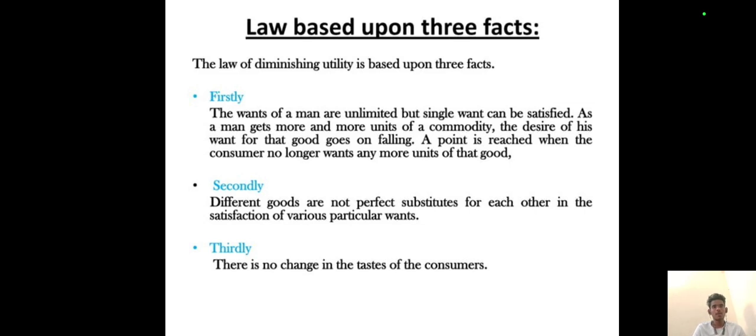Secondly, different goods are not perfect substitutes for each other in the satisfaction of various particular wants. Thirdly, there is no change in the tastes of the consumers. These are the three facts of the law of diminishing utility.